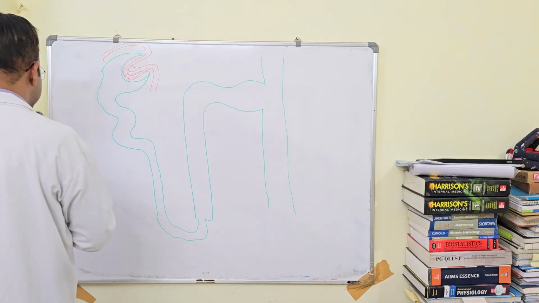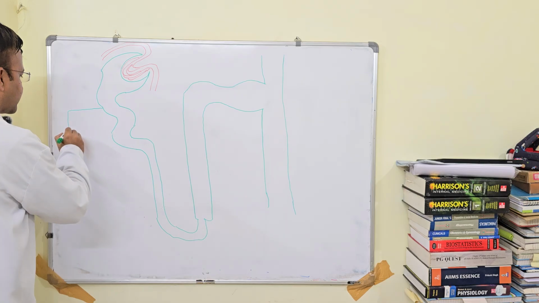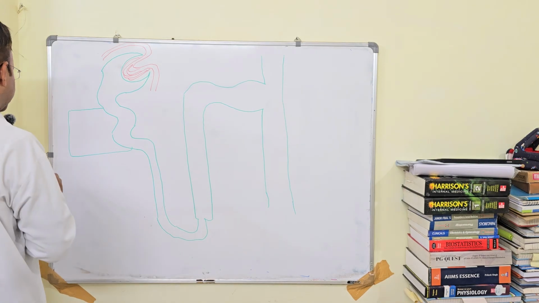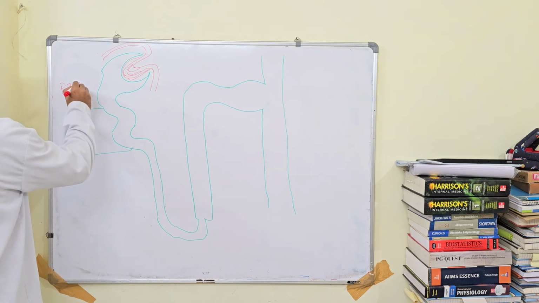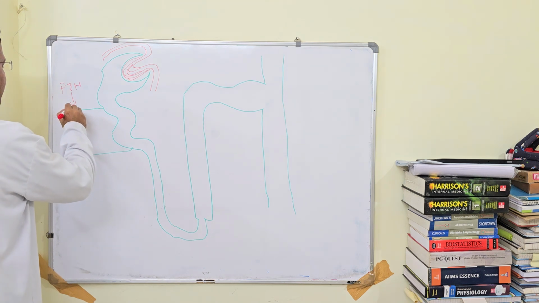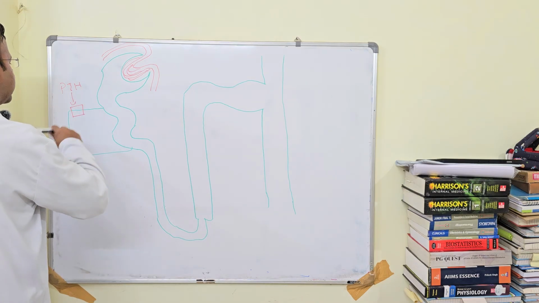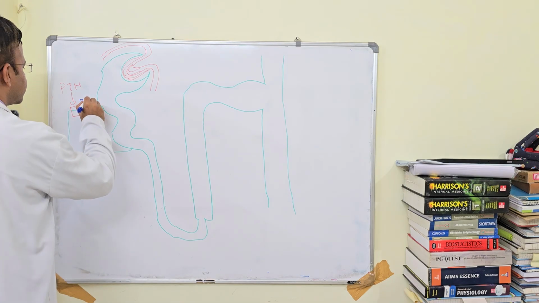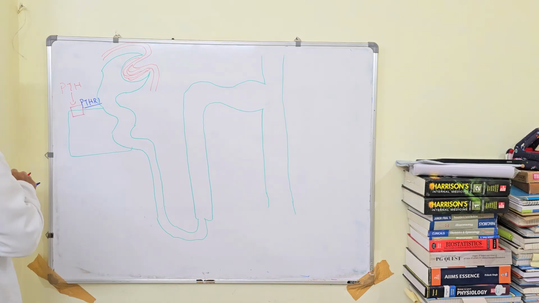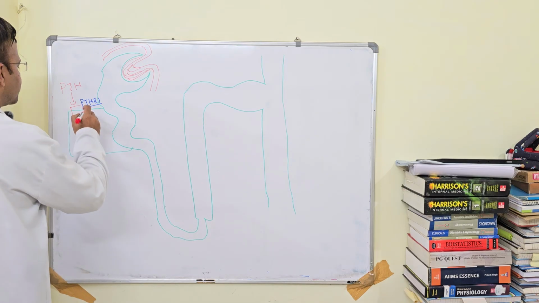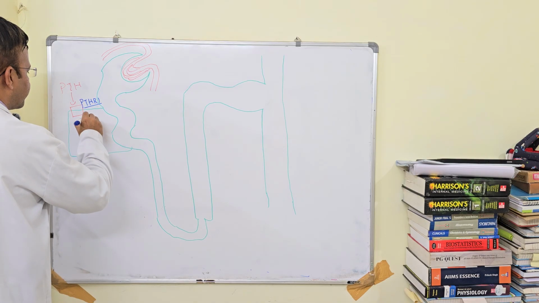Now let's enlarge one cell of PCT, and just see how this parathyroid hormone works. Your PTH hormone will act on the PTHR1 receptor. It's a G-coupled receptor. Which receptor? PTHR1 receptor. Since it's a G-coupled receptor, what it will do? It will convert your ATP to cyclic AMP.